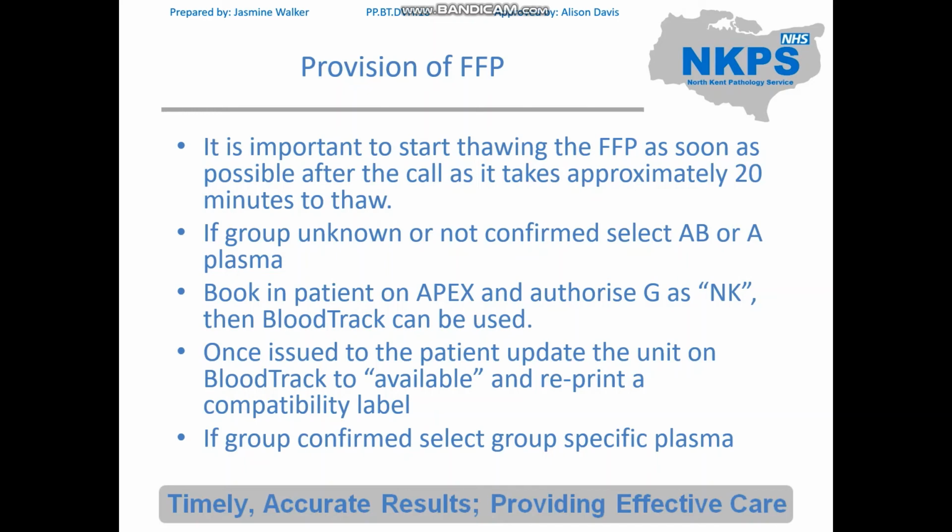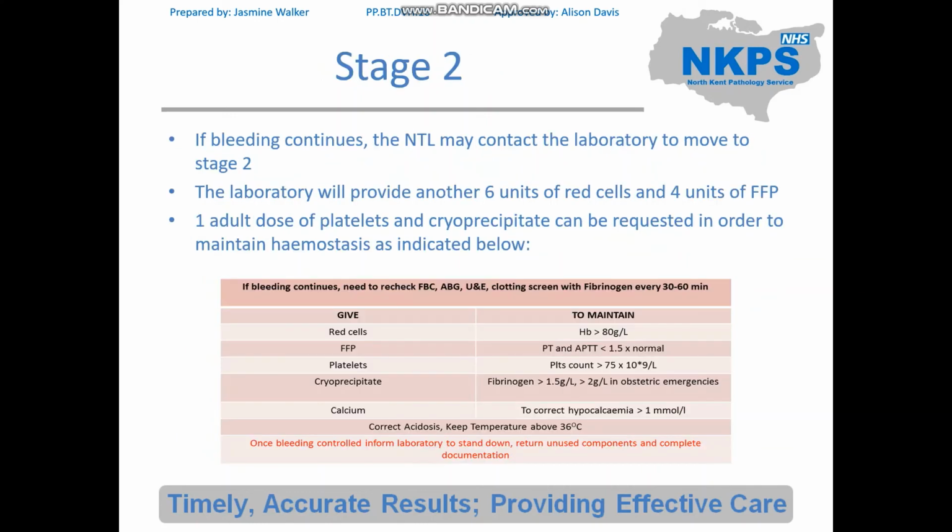In any case where you're dealing with a patient where you have no history, you would book the patient onto Apex, authorise the group as not known, and then blood track can be used. Once issued to the patient, update the unit on blood track to available and reprint the compatibility label. If group confirmed, select group specific plasma.